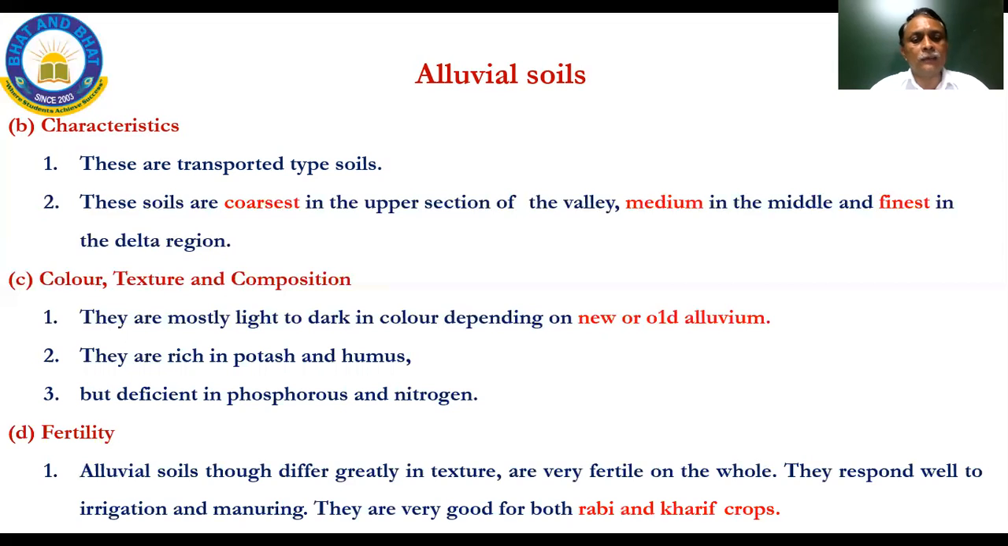Now, the fertility is depending on what the soil is most suitable for. So alluvial soils, though they differ greatly in texture, are very fertile on the whole. When you compare this to, for example, a laterite soil, an alluvial soil is any day much more fertile. So comparatively, they respond well to irrigation and manuring. They are very good for both Rabi and Kharif crops.